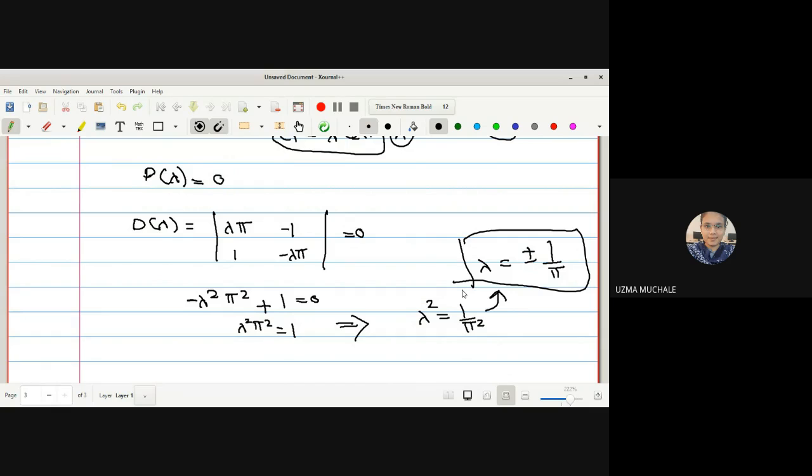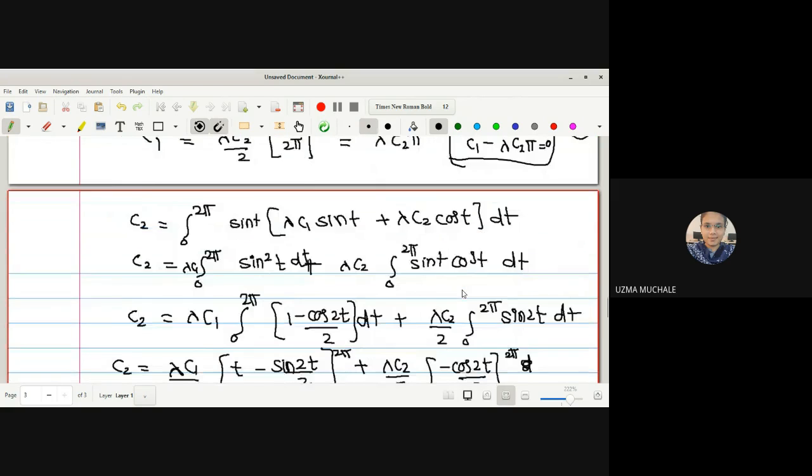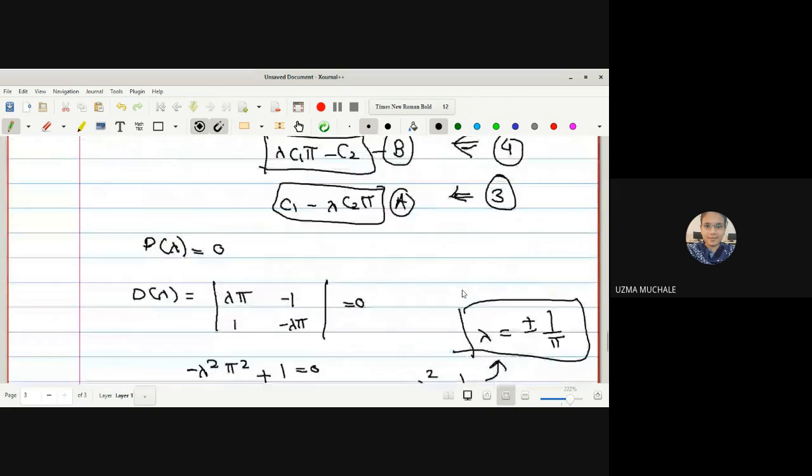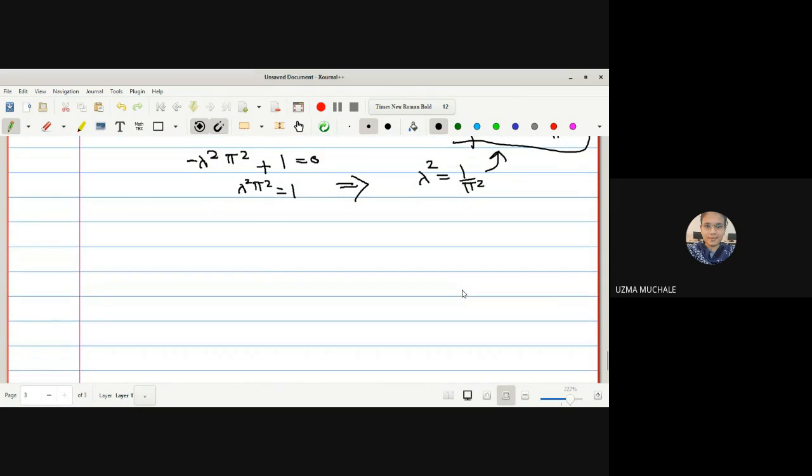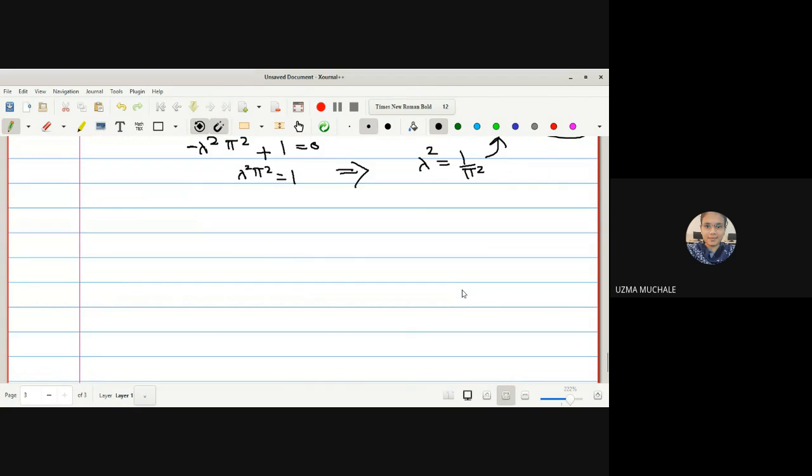Okay. Have you written up to this? Yes, ma'am. If yes, let us now go for case 1. Let us go for case 1. What is case 1? For lambda is equal to 1 upon pi. Now we have to find out the eigenfunction corresponding to this eigenvalue.